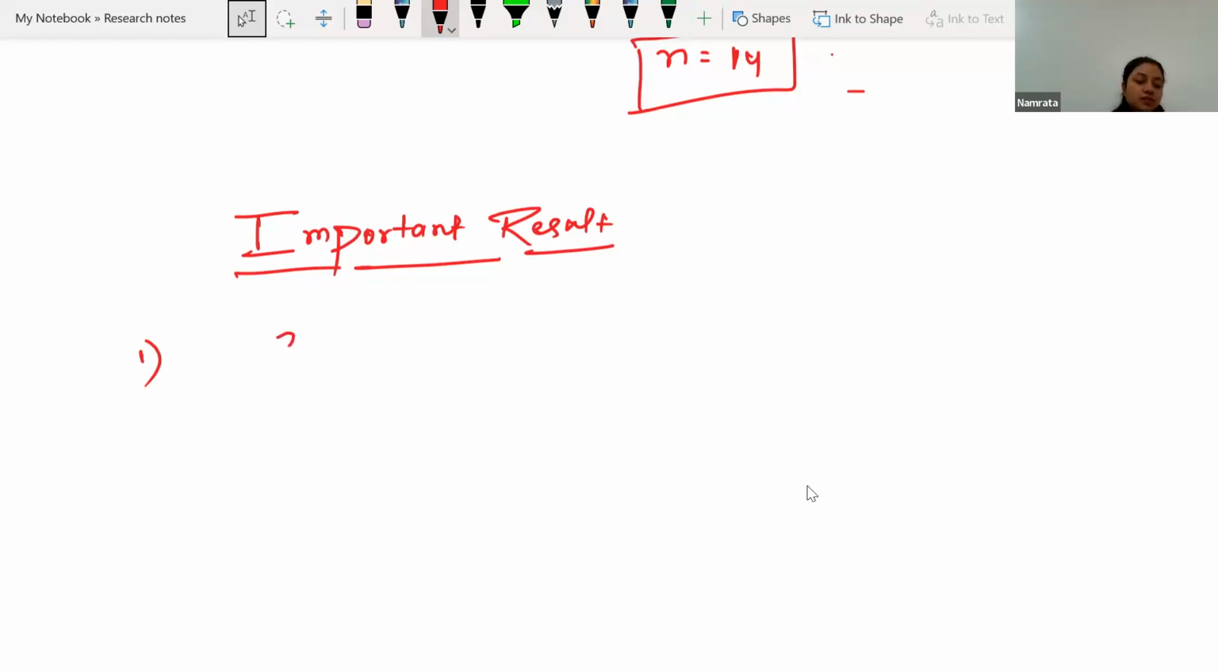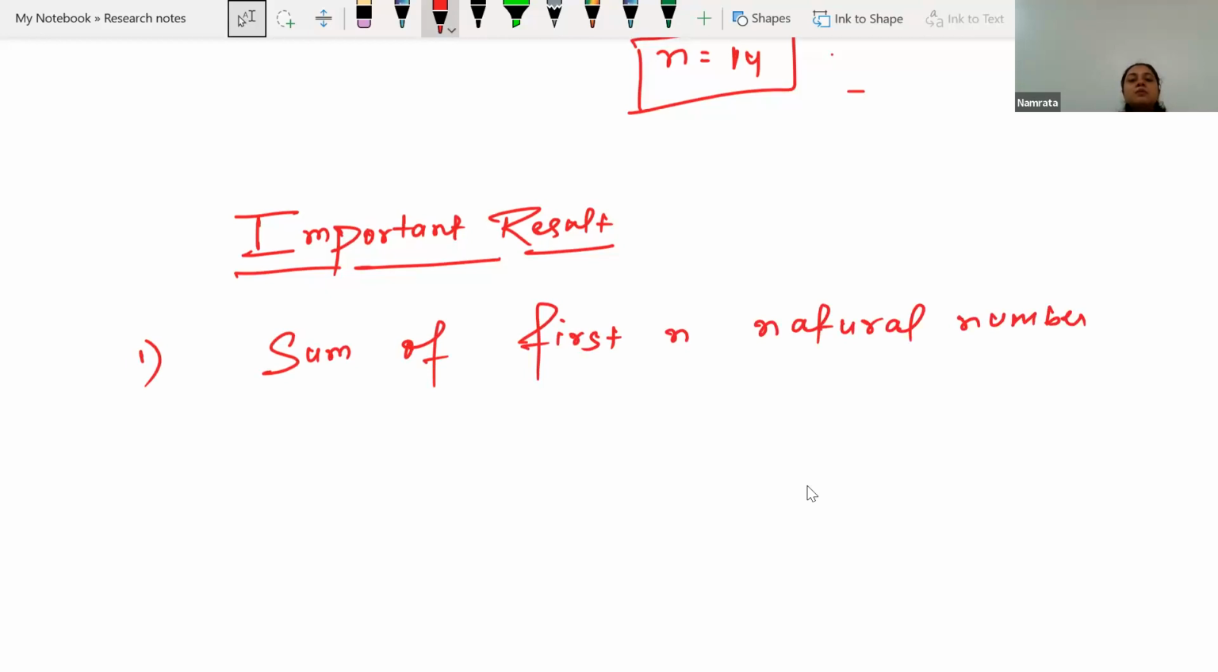So the first important result says that the sum of the first n natural numbers has a formula: n into n plus 1 by 2. How are we getting this formula? N natural numbers means 1, 2, 3, 4. These are the natural numbers, the counting numbers starting from 1. Those are natural numbers, right, Lena?